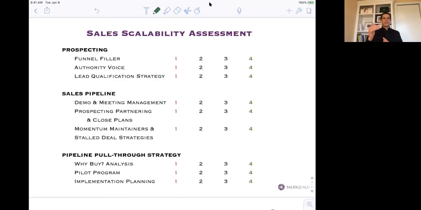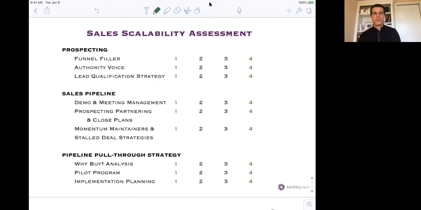And then the last piece here, the third piece in sales pipeline, momentum maintainers, install deal strategies. So how good are you at keeping your active deals in the pipeline? Meaning, after every meeting, are you waiting for somebody to get back to you? It's like after the demo, they go, this sounds good, we'll get back to you. And you go, okay. And then they don't get back to you. Or you send the proposal and you're sending 17 follow-up emails and they never get back to you, right? That's a 1 if you're just sitting there waiting.